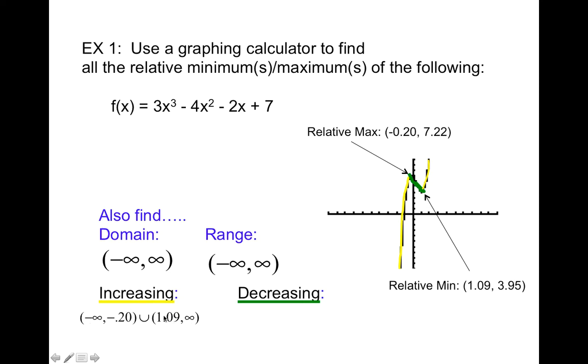intervals. The decreasing intervals, there's only one, which lies in this singular green section. Using the x values from negative 0.20 to 1.09, this is my decreasing part of the graph. Again, you will think in y's, but you can only write down the x values for your intervals.